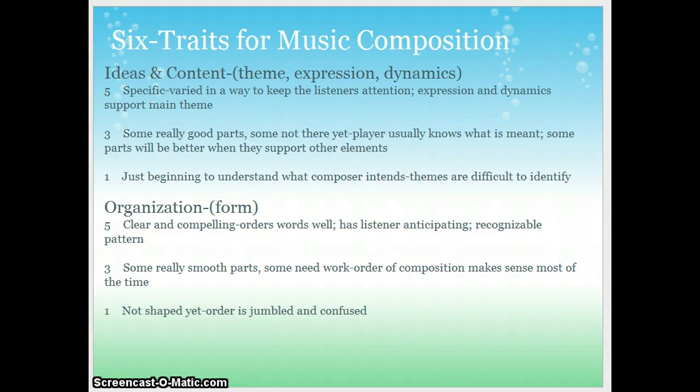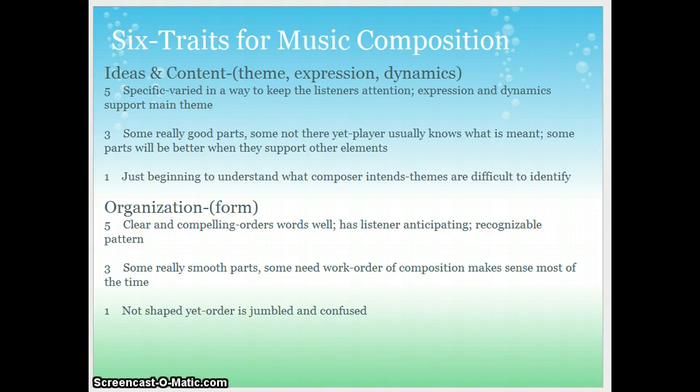The students will be assessed informally while working in class. Formal assessment will consist of the 6 traits of music composition rubric. Students will also provide the teacher with a self-assessment. To earn all points in the ideas and content category, the theme, expression, and dynamics of the piece will be specific, varied in a way to keep the listener's attention. Expression and dynamics support the main theme.